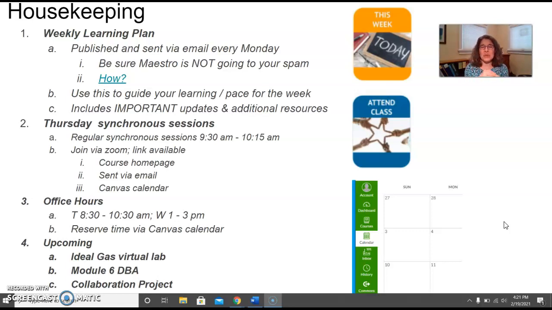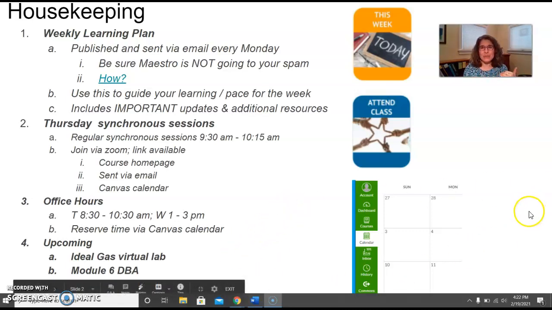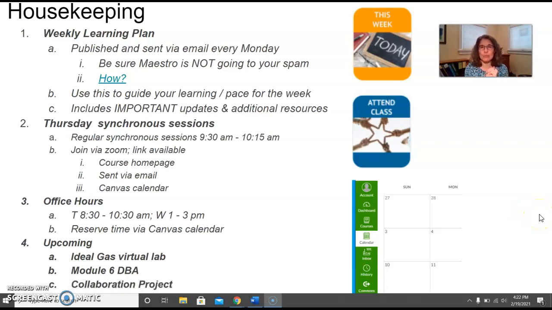We are back to a normal week this week, so we will be meeting and seeing each other for our regular synchronous session. So this Thursday, be ready to be on Zoom with your classmates from 9:30 to 10:15. We're going to be doing some work with our current content and doing a little bit of projection forward as well. And office hours are back again this week, so please feel free to reach out if you would like any additional help or support.